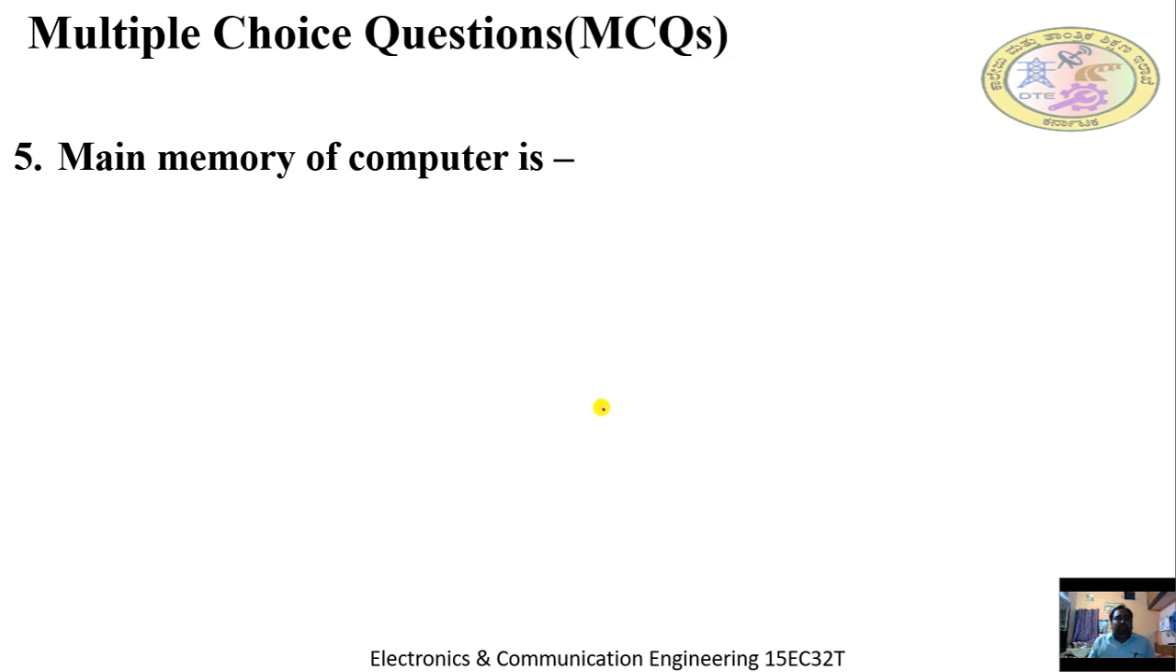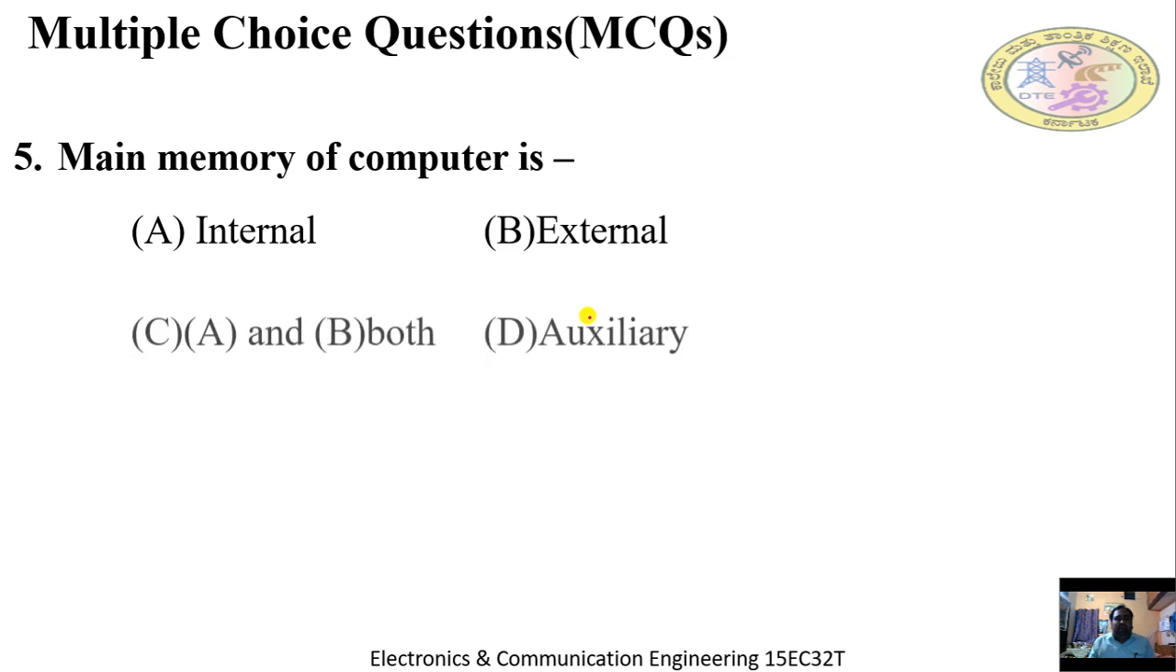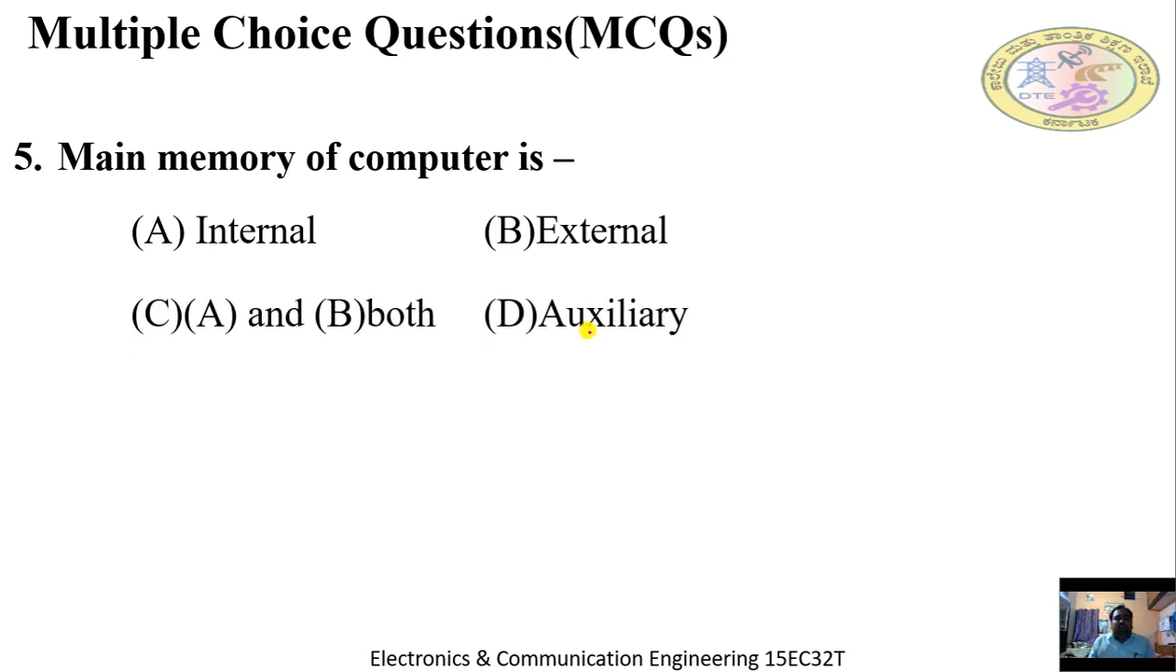The fifth question: main memory of the computer is option A internal, option B external, C both A and B, and option D auxiliary. Obviously the main memory is nothing but an internal memory. The main memory is also called, or it is implemented using, RAM.